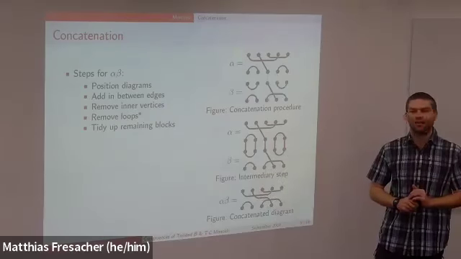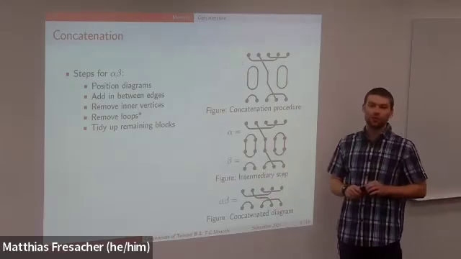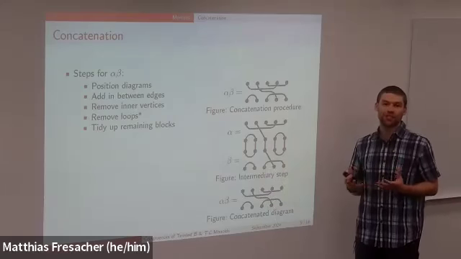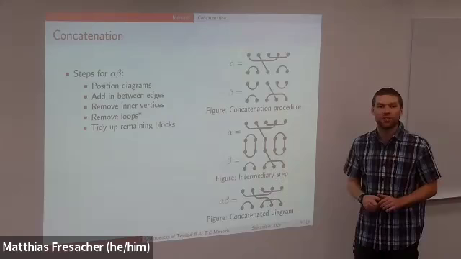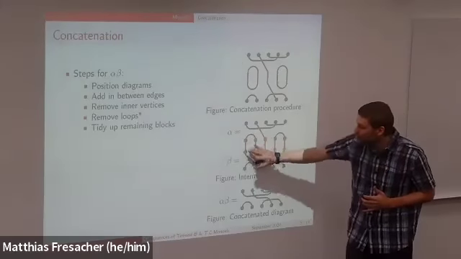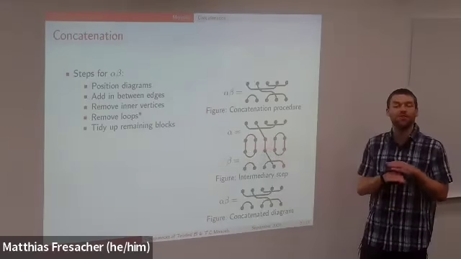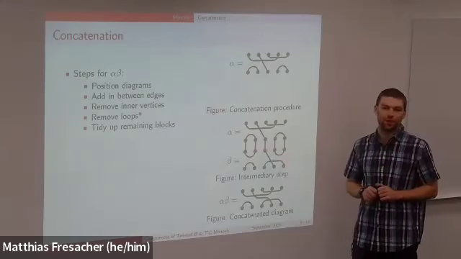Except, I lied. We don't actually remove the loops. That is the non-twisted concatenation. In the zero twisted concatenation, as soon as we encounter a loop, as we do in this example, then just by definition, we have the zero diagram.